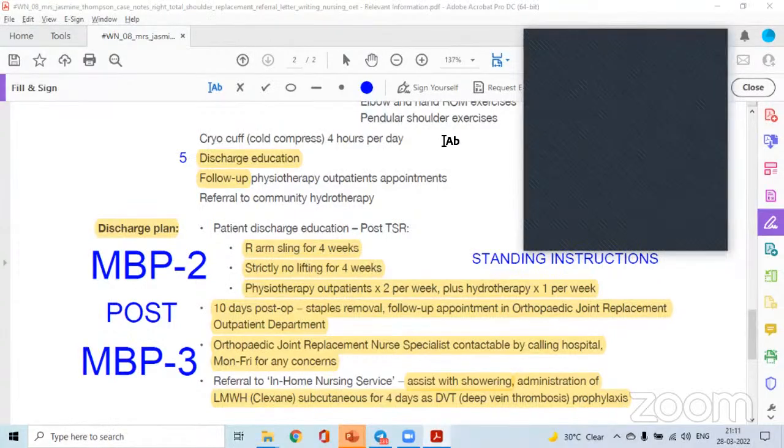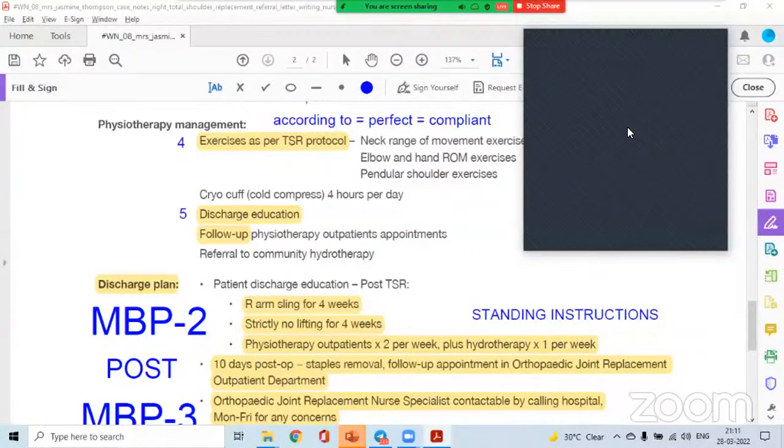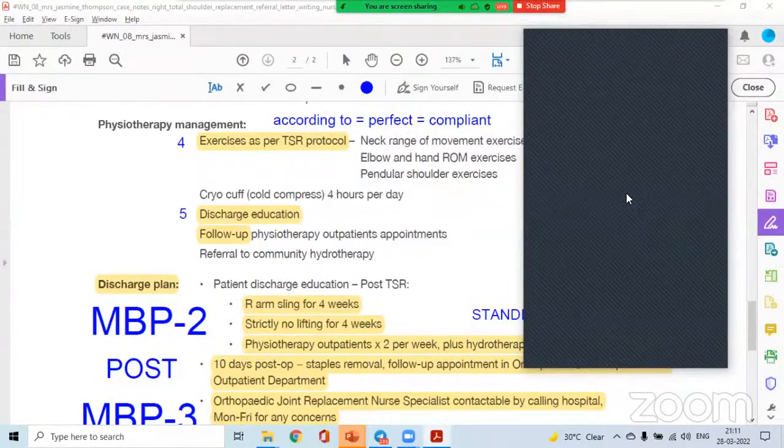Yes. So now what you can do is you can write the letter and you can submit.